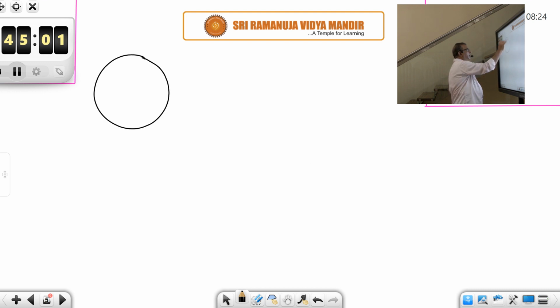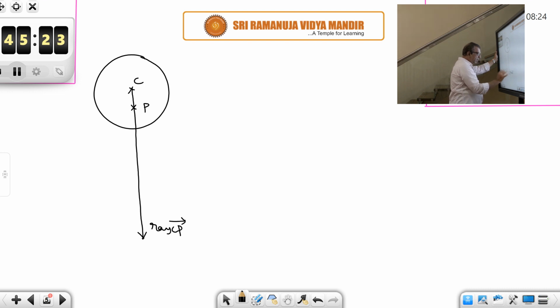See, if the point C is the center of the circle and P is the point, how do you locate the polar? Actual location: CP we have to join and produce it to one side only. That is, this is the ray CP. Don't produce it to the other side. On this ray we have to take a point Q in such a way that CP into CQ is equal to R square. Because CP is less than R, CQ will be more than R.